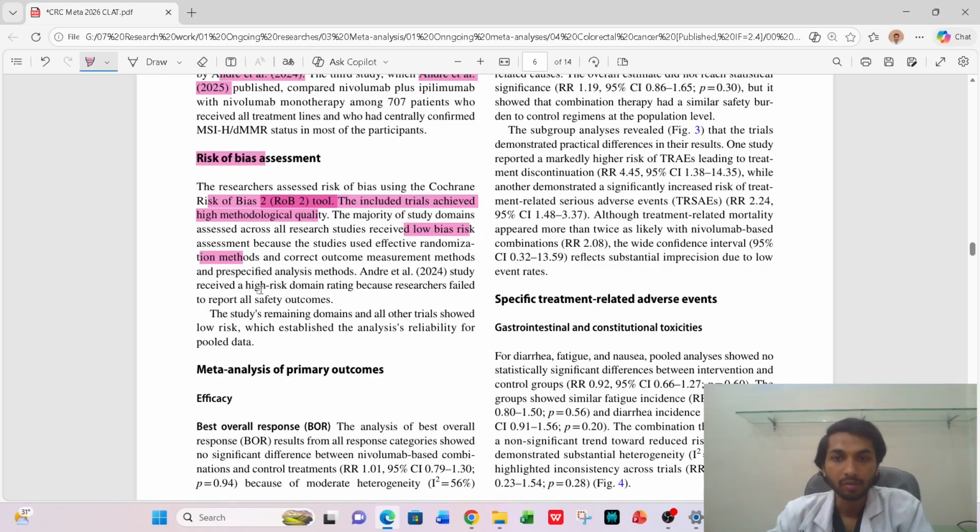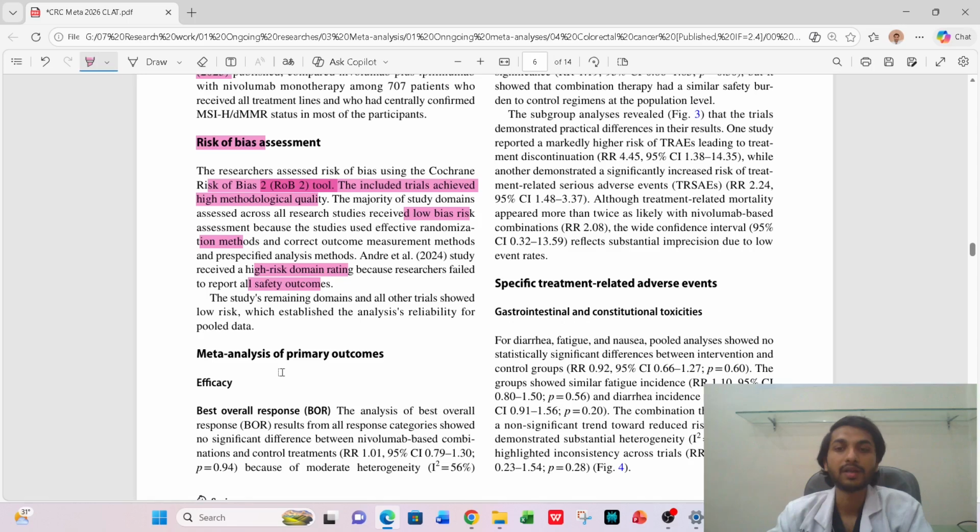There is a high risk domain rating because researchers failed to report all safety outcomes. In the mentioned randomized controlled trials, researchers did not mention the safety profile completely. So that would be a negative point when you are assessing the included studies. The study's remaining domains and all other trials showed low risk, which established analysis reliability for pooled data.